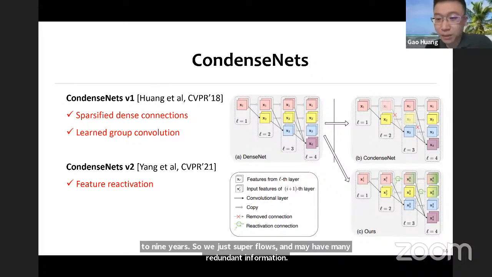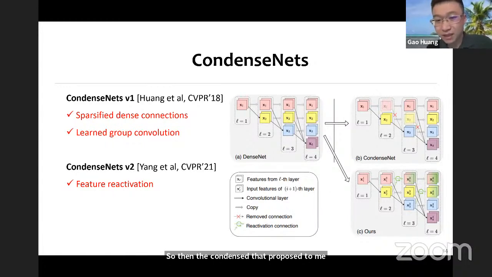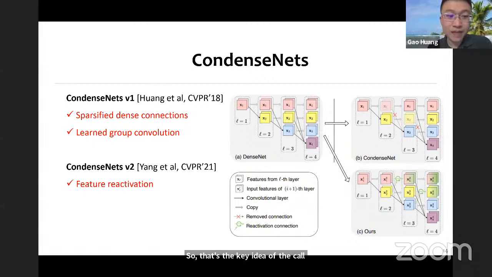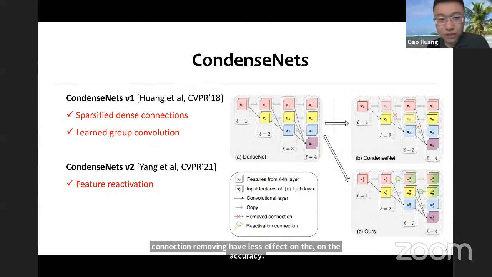So CondenseNet proposed to remove some of the redundant connections. Some of the features may be unnecessary, so we can prune some of the dense connections. We do not need a fully dense connected model. So that's the key idea of CondenseNet V1. So they basically sparsify the dense connections. And they also propose a so-called learned group convolution to make the connection removal have less effect on the accuracy. Okay, so that's the first version of CondenseNet.